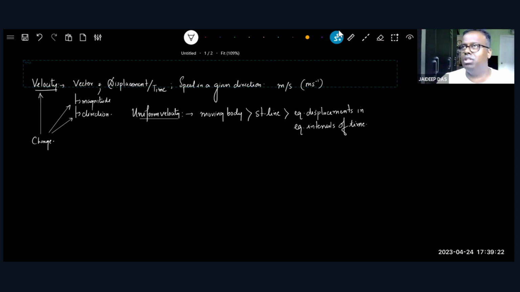So don't memorize it like that, don't just say equal intervals. Equal displacements in equal intervals of time. And there's another phrase, no matter how small the intervals are. How small the intervals are.